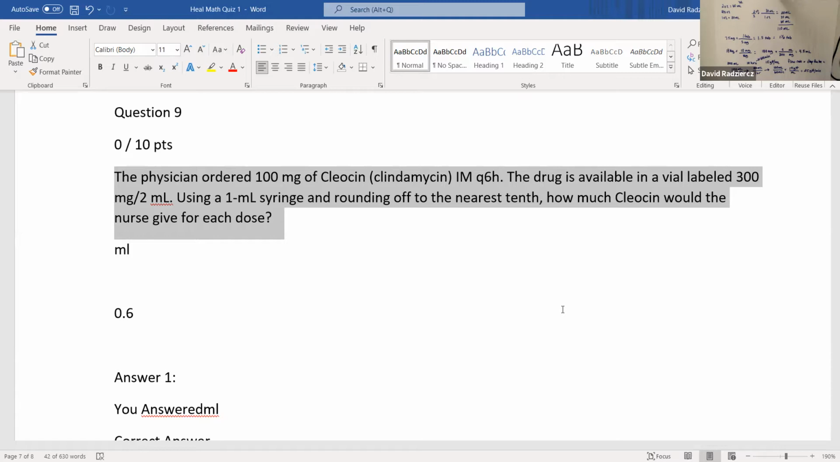So 100 milligrams, drug in a 300 milligram per 2 milliliter vial, and you're going to use a 1 milliliter syringe and round to the nearest 10th. For math purposes, it really doesn't matter what syringe you're using. You just need to know if you can get to the nearest 10th with it, and obviously in a 1 milliliter syringe you'll be able to do that. So all we're going to do is take our order, the 100 milligrams, divide it by 300 and times it by 2, and see what we get.